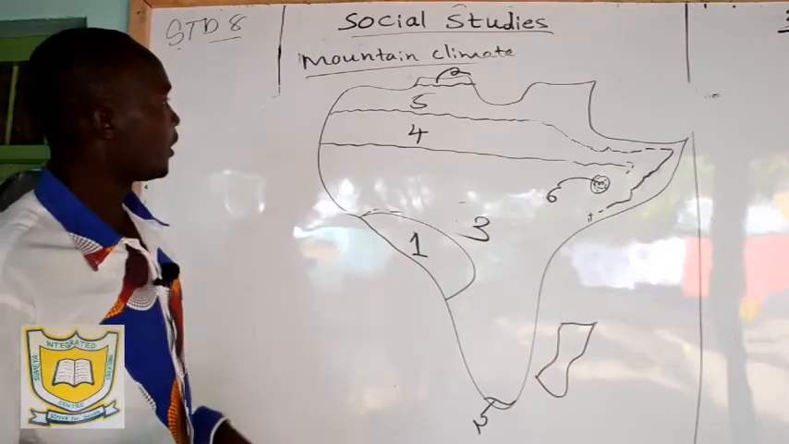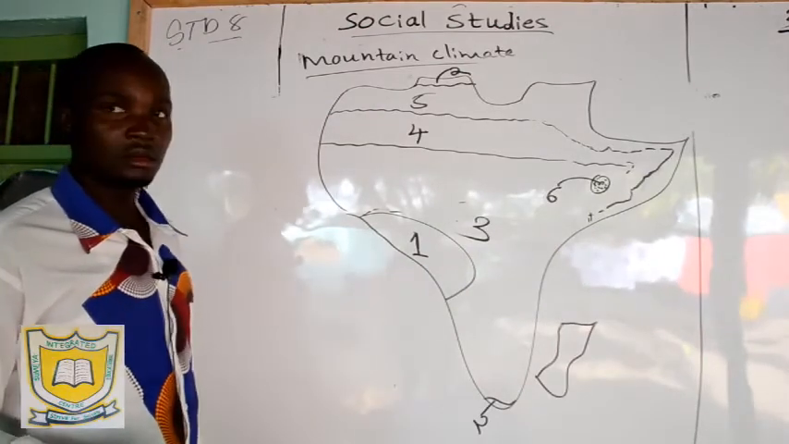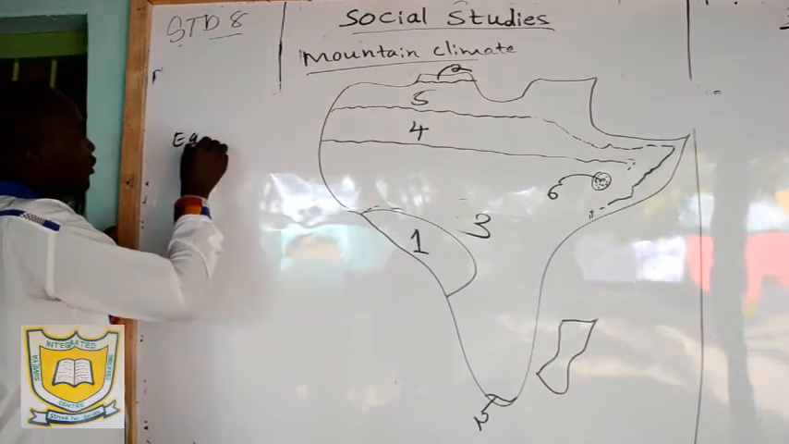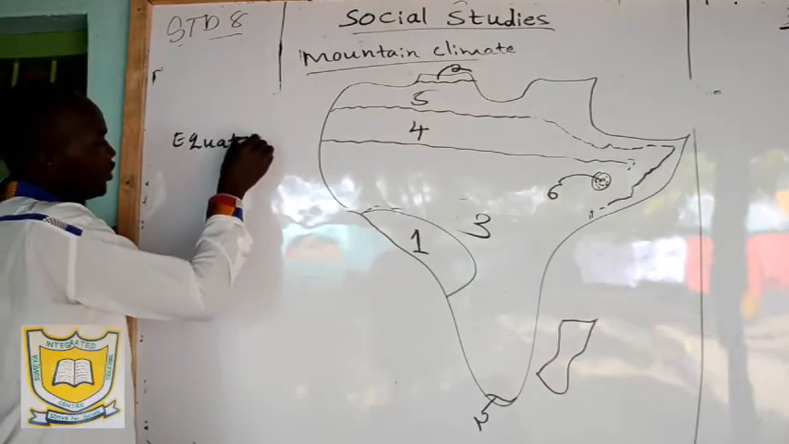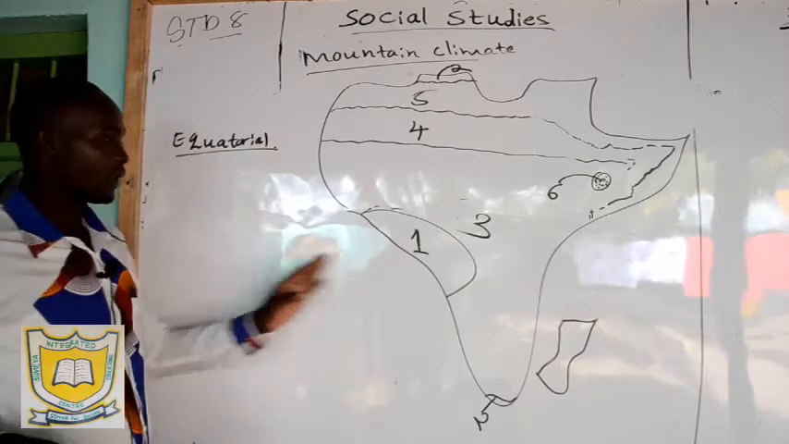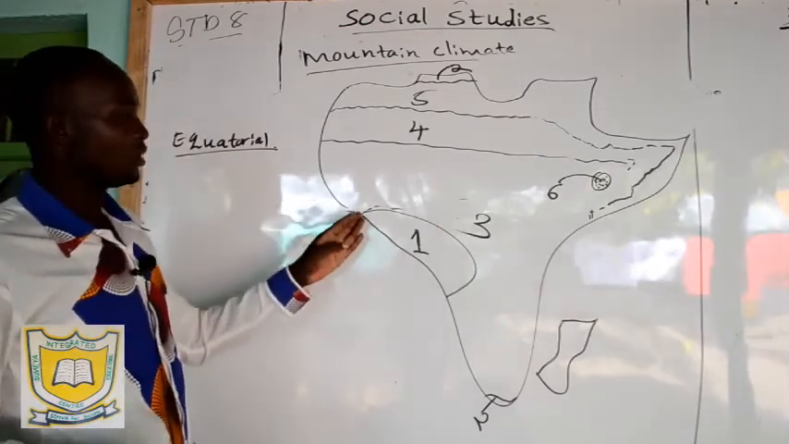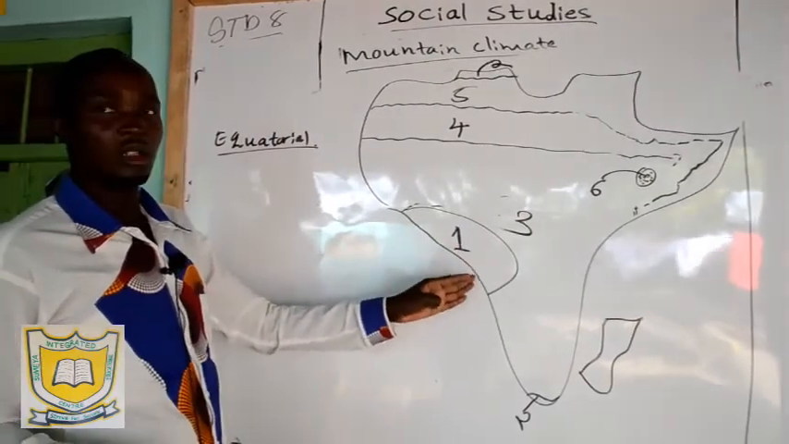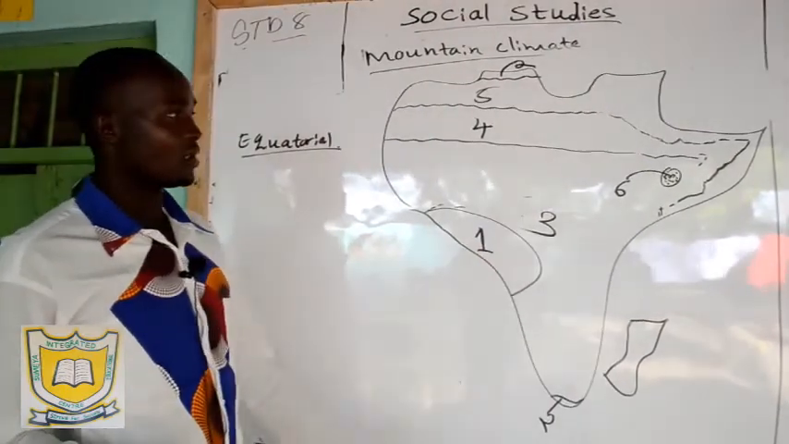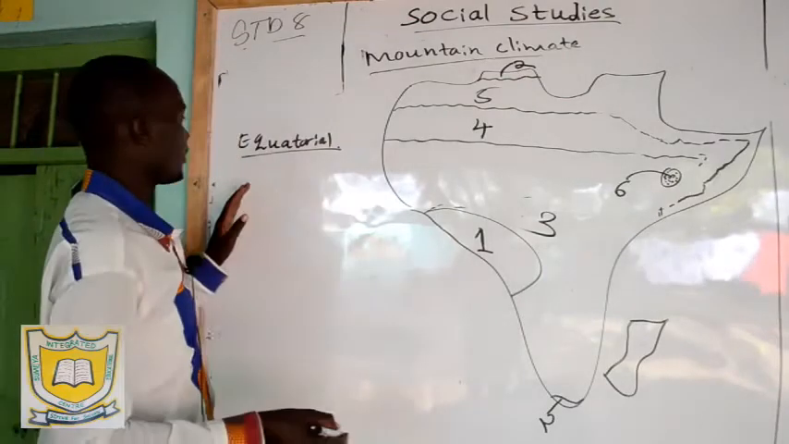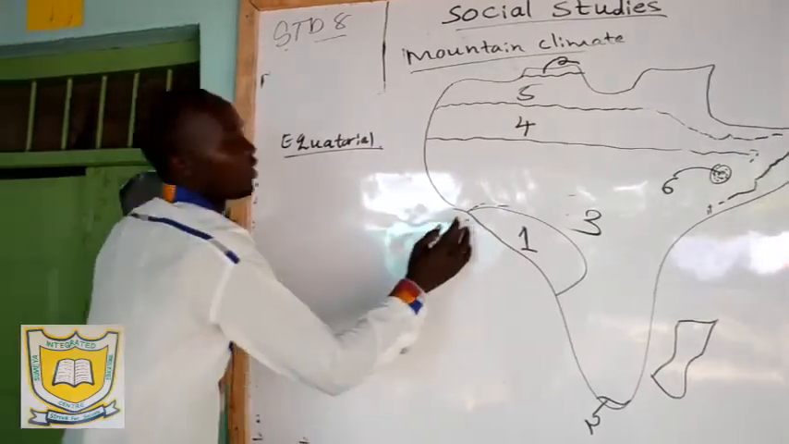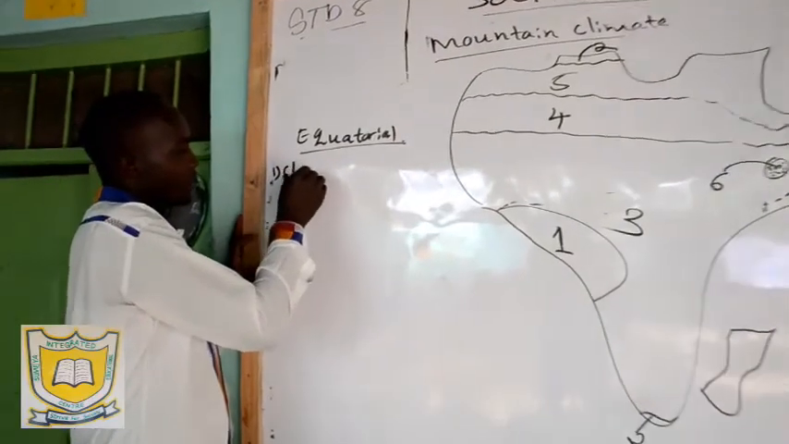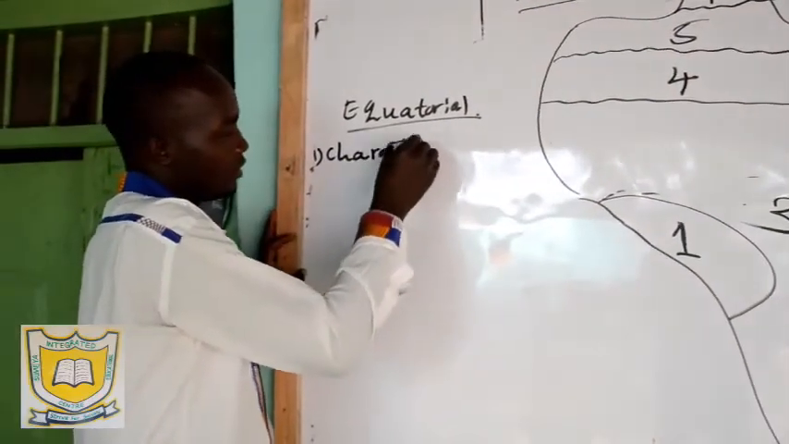Now, if we may start with the number 1, in Africa, this one is called the equatorial climatic zone. It is found around this area, around Nigeria, these countries here, and then we have Cameroon, Gabon, Congo. Those countries experience this. So this one has some characteristics. They cover along the coastal areas. So, characteristics.